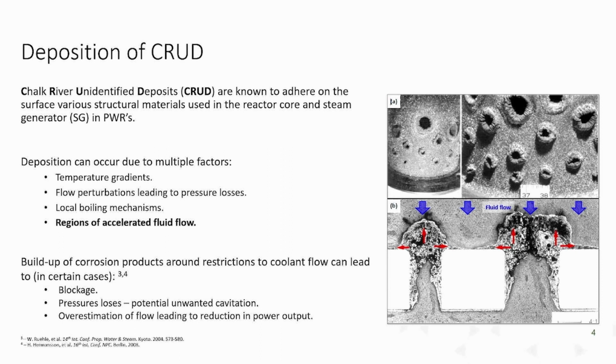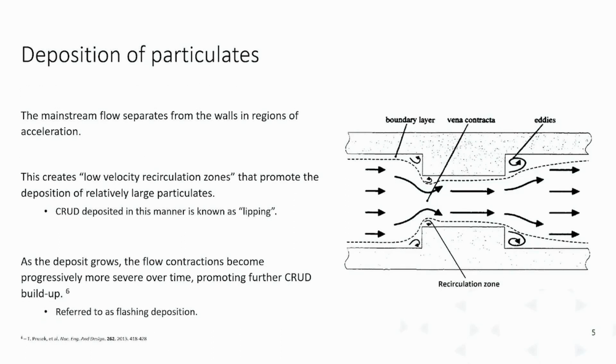These regions are encountered when we go through a flow restriction, which is shown on the right-hand side here, in various components around the primary circuit and secondary circuit of a PWR. And obviously this is quite bad because in the most severe cases it can cause flow blockage, and that's not what we want in these well-regulated environments.